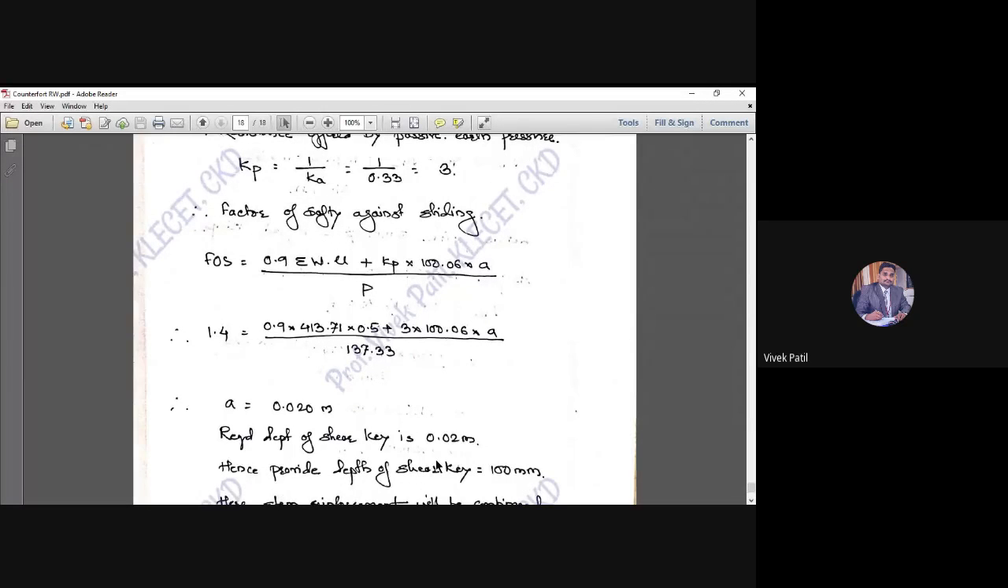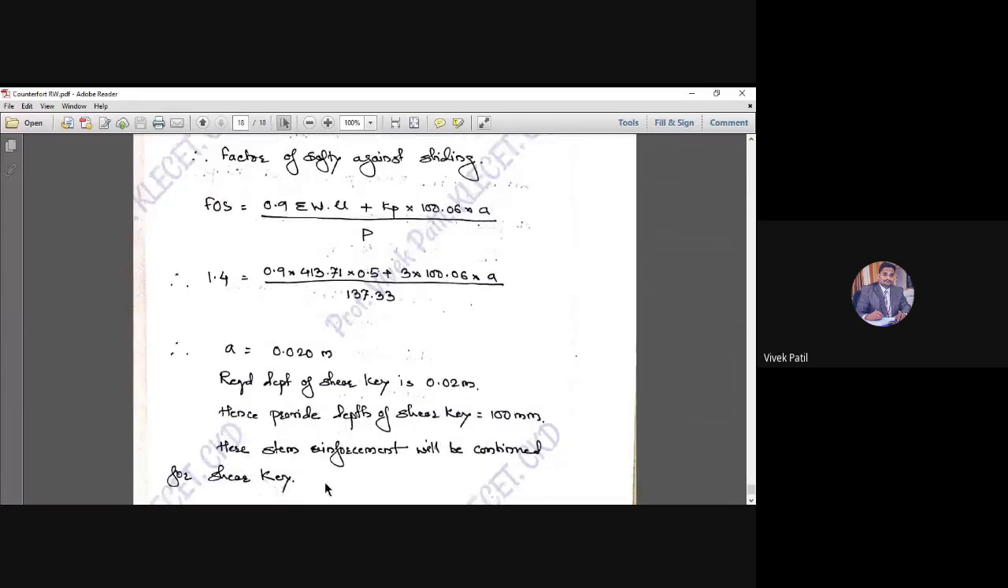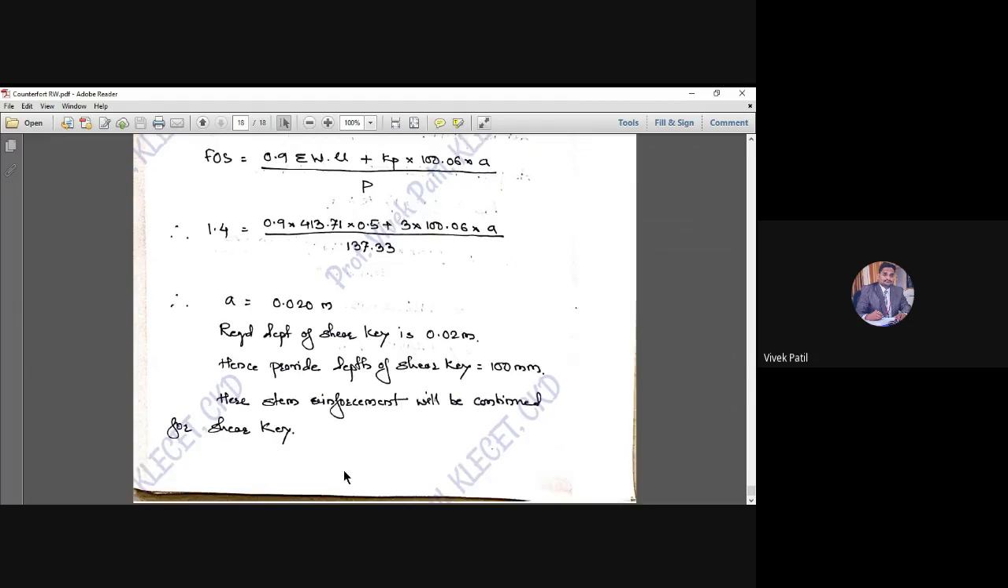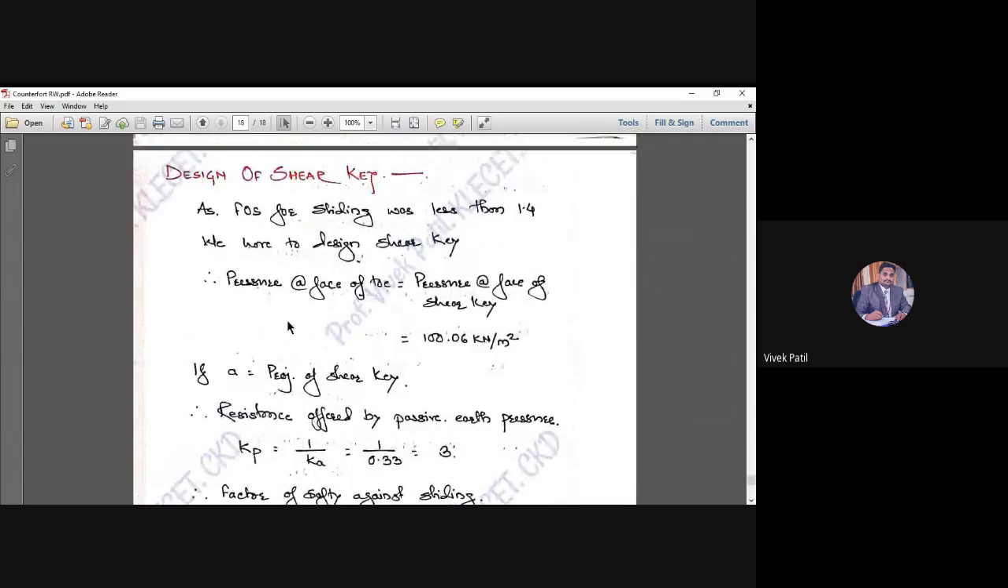So the stem reinforcement will be continued for the shear key. Hence it is not required to design extra reinforcement for the shear key. The same stem reinforcement will be continued into the shear key itself. So here we complete the design of the shear key also.